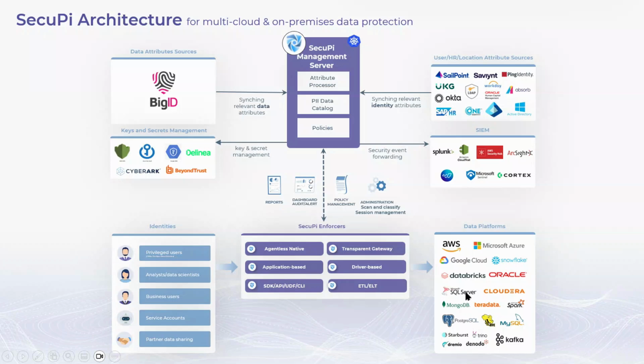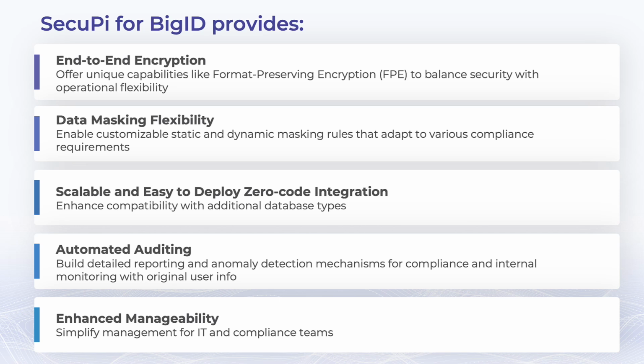It can be in the cloud with AWS, Azure, and Google. It can be Snowflake, Oracle, Databricks, on-prem databases. So there's a lot of integrations here. So SecuPi for BigID provides end-to-end encryption. It offers a unique capability like format-preserving encryption, which is like tokenization, to balance security. It can also provide data masking.